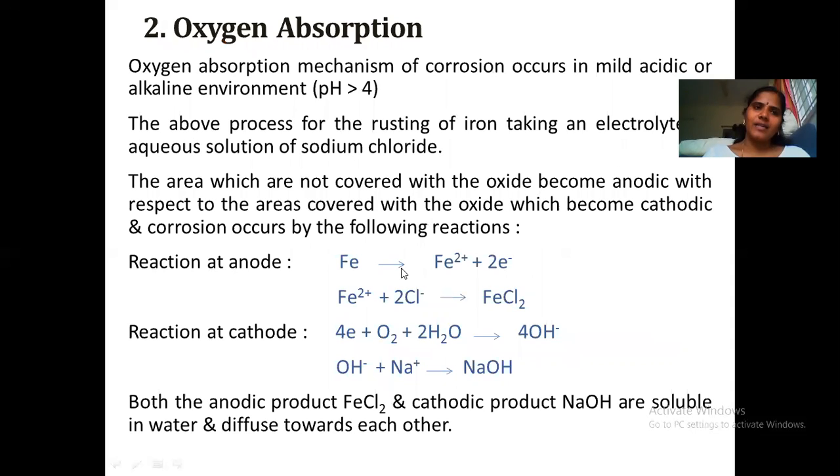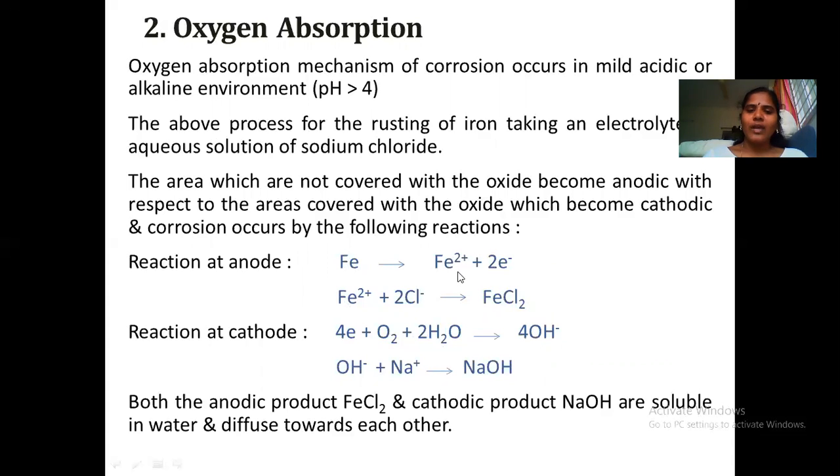Another type of mechanism is oxygen absorption. Generally, this takes place in a neutral or alkaline or basic environment, where the reaction at the iron anode is simple. Iron releases Fe plus 2 and 2 electrons, and the 2 electrons which are released are accepted by oxygen gas and water, and it produces the OH minus ions.